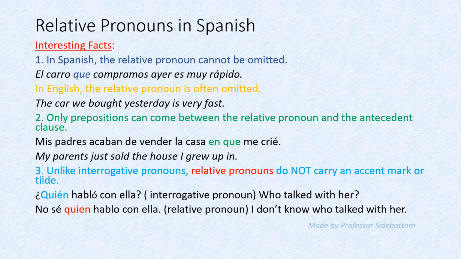And number 3, unlike interrogative pronouns, relative pronouns do not carry an accent mark or tilde. And here is a question. ¿Quién habló con ella? Who talked with her? Notice quien as an interrogative pronoun. It has a tilde or an accent. And the answer, no sé quién habló con ella. I don't know who talked with her. Does not have a tilde because in the answer we have a relative pronoun.